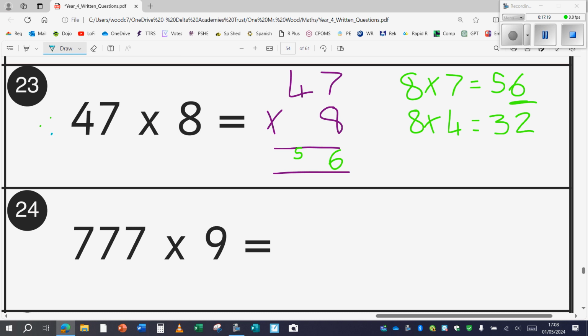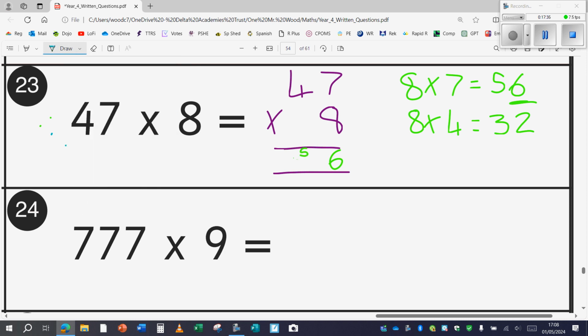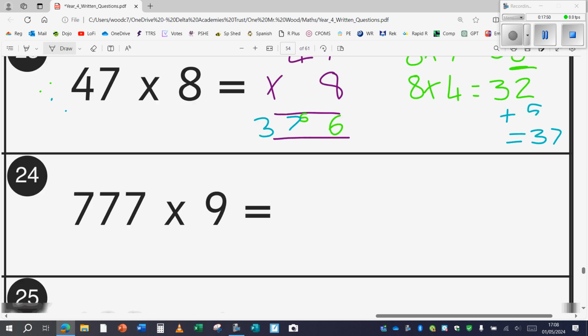Next then, we've got 8 times 4 is 32, but remember, we've got something down here that we need to add on before we start doing that one. So 8 times 4 is 32, and then add 5 to it gives me 37, and I should see that working out on that question. So 37 would finish that one off as 376.